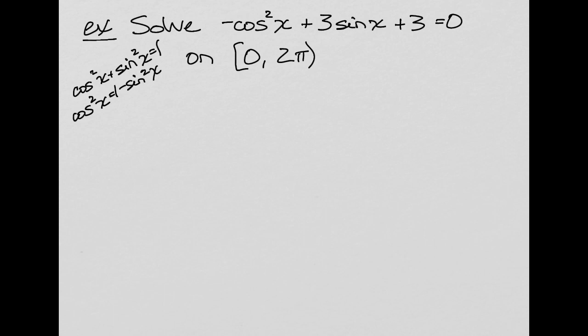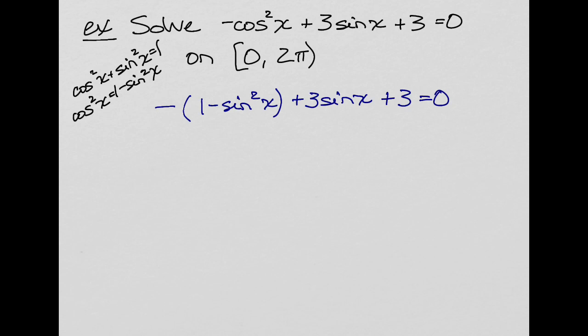This is negative cosine squared x, so I'm going to go negative and make my substitution. And then nothing else changes. I want the plus 3 sine x. So now I have everything in terms of sines, or all the trig functions are sines at least. And plus 3, well, there's no trig in there. It's just 3 equals 0.